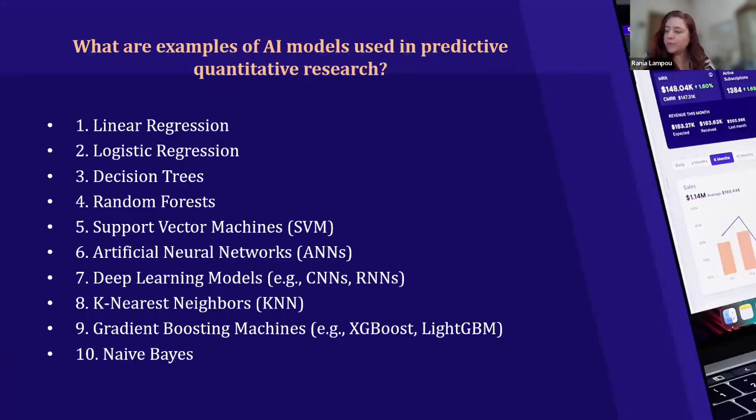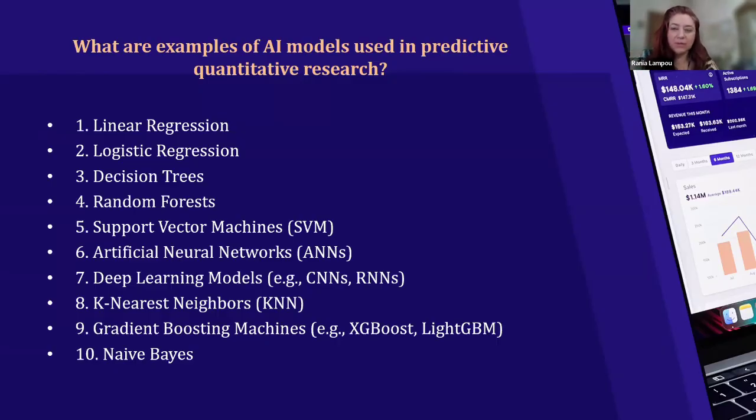Linear regression, we can predict a continuous outcome based on one or more independent variables. For example, predicting students' test scores based on study hours and attendance. Logistic regression is another AI model. We can predict binary outcomes, yes or no, or success or failure. For example, we can predict whether a patient has a disease based on diagnostic metrics.